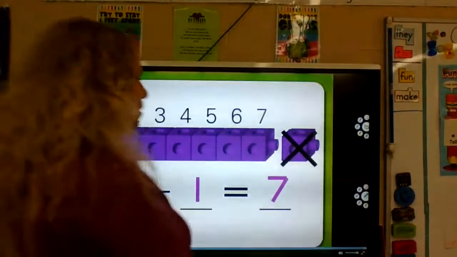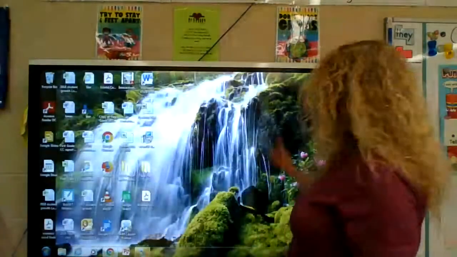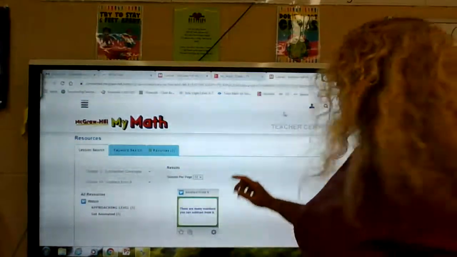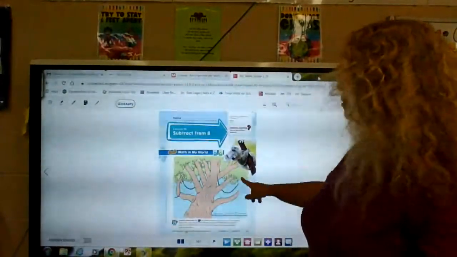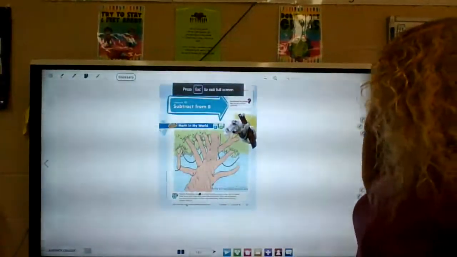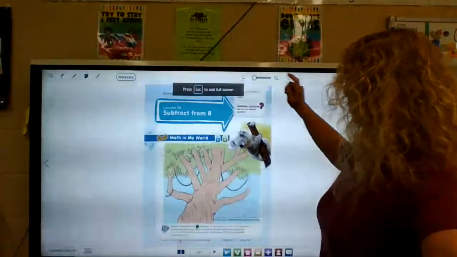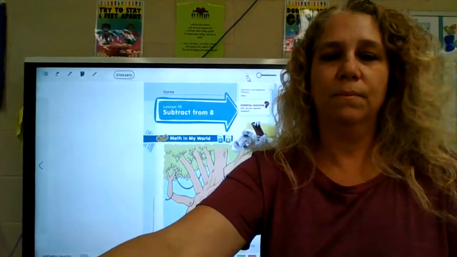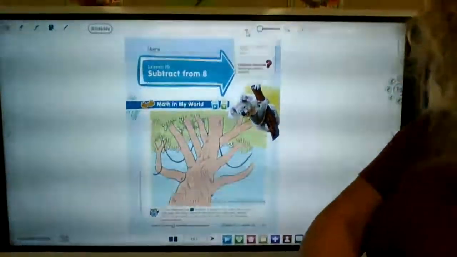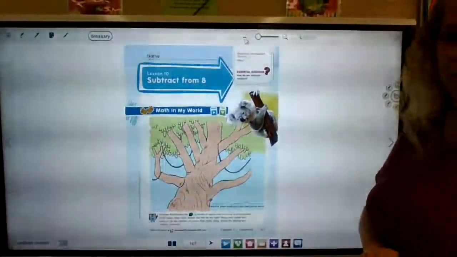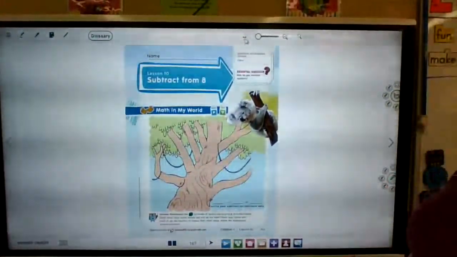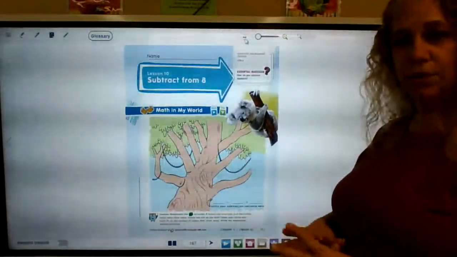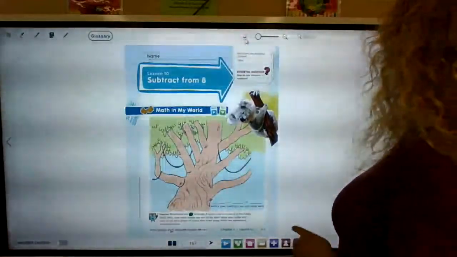Okay, so just like we've been doing the last couple of days, subtracting from different numbers. So this is the lesson we're going to do today, subtracting from 8. Okay, so you have your 8 counters. All right, so we're going to use our counters to model this first page. 8 koalas are on a tree. So take all your 8 counters, make sure there's 8, and put them on the tree.